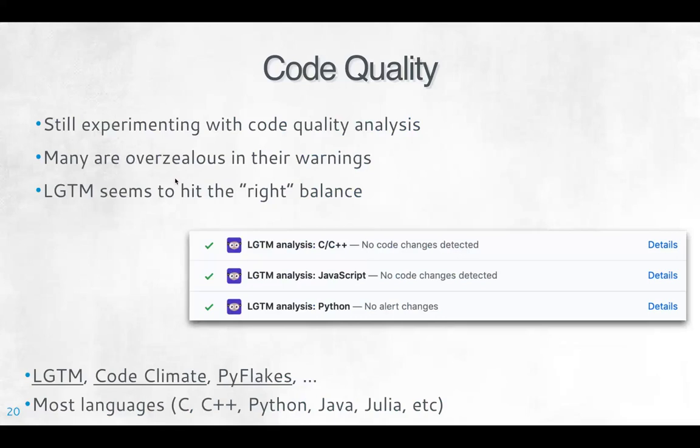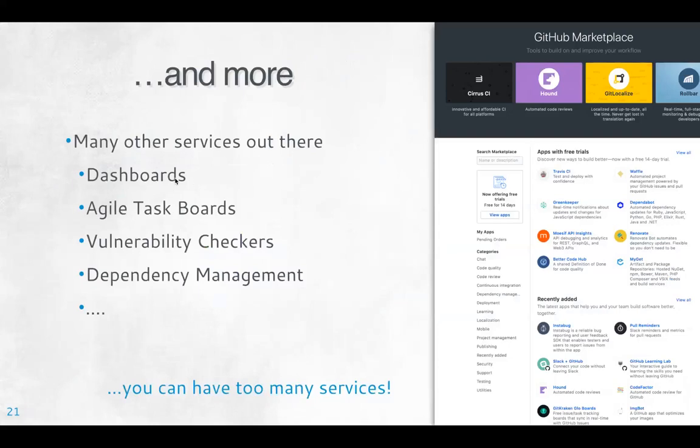What's nice about it is that it's able to do hybrid projects. This is LGTM on a project that has C, C++, JavaScript, and Python all in it, and it was able to apply LGTM analysis to every single language there. So there's LGTM and CodeClimate and PyFlakes, depending on the language. As I mentioned, I found them for most languages out there, but unfortunately not Fortran quite yet. But hopefully sometime soon someone will get that out there, because these tools are constantly improving and expanding. These are the tools that we find really useful.